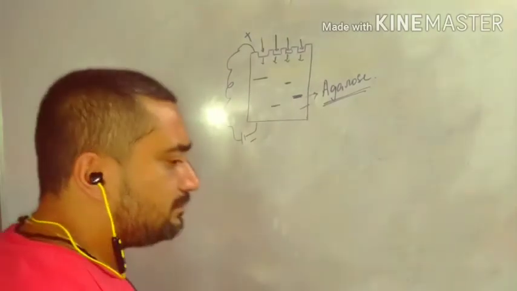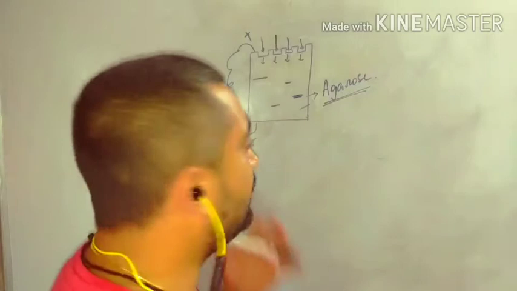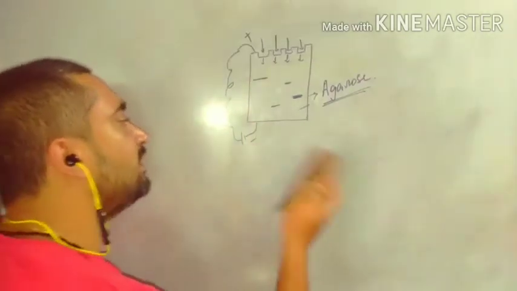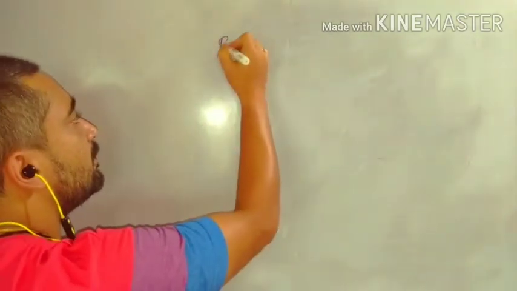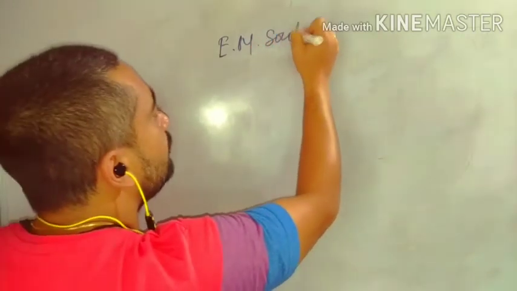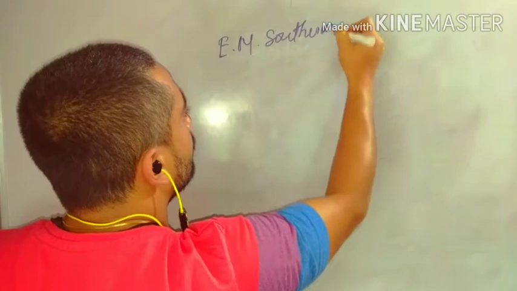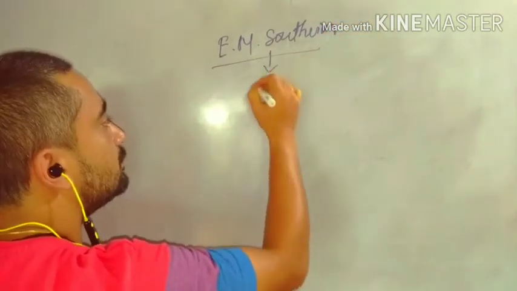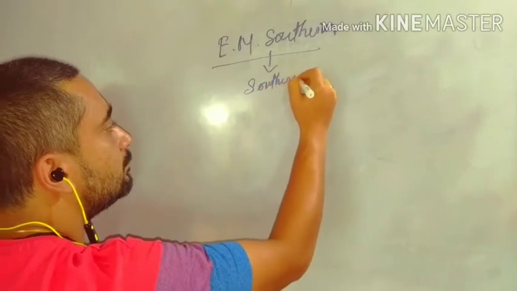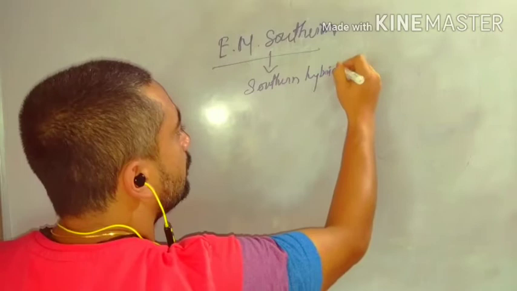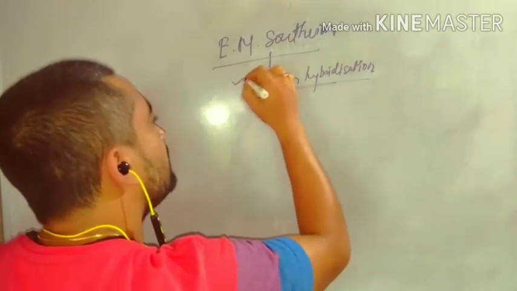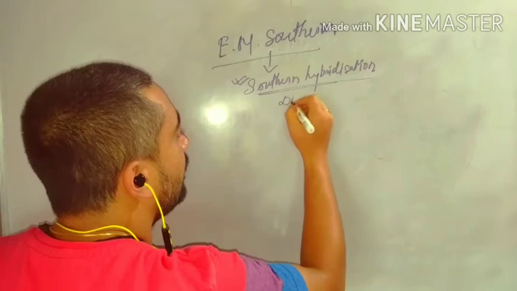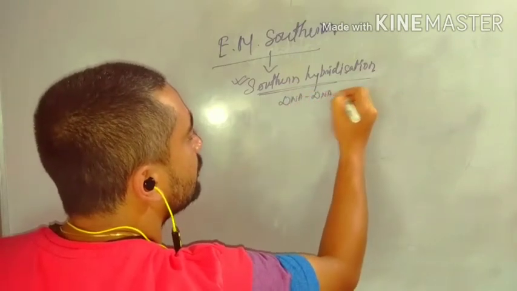Now, what do we do further? Once we have done this, what do we do further actually? Now we can do some processes. Now what are these processes? It was all started by a person called E.M. Southern, who developed a technique called Southern hybridization. Usually it is named after him only, where actually DNA and DNA hybridization is done.